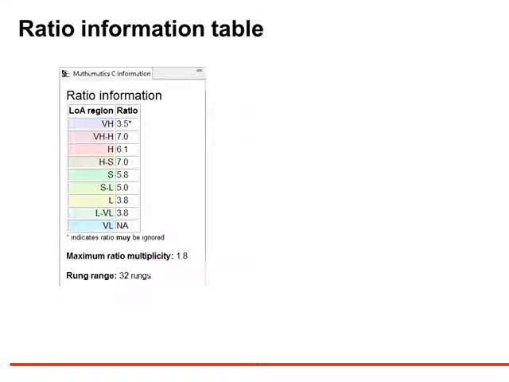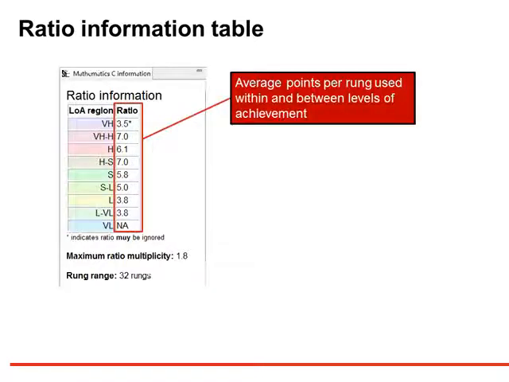The next tool to use is the ratio information table. The table displays the average points per rung used both within and between levels of achievement, making it easy to see whether there are generally increasing amounts of difference from the bottom of the distribution to the top. Sometimes you'll see an asterisk beside a number, such as the 3.5 next to the VHA band in this table. An asterisk means that the average points per rung have been calculated over only two rungs or between students on the same rung. It's quite okay for numbers with an asterisk to be small because the work of students on adjacent or the same rungs may be very similar.